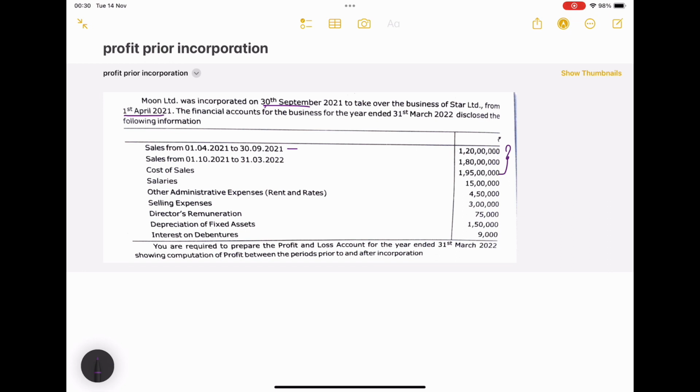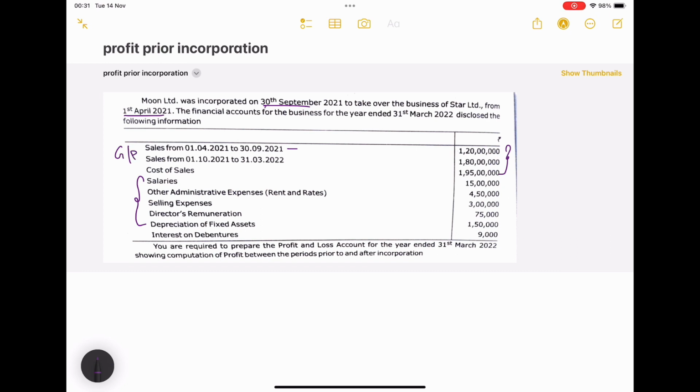See, look here, they have given all the other expenditures, but they have not mentioned the gross profit. In order to calculate profit prior to incorporation, we need the gross profit value, isn't it? If they have not given it, we have to identify it. So sales minus cost of goods sold will be the gross profit value, isn't it? So we need this for the gross profit calculation.